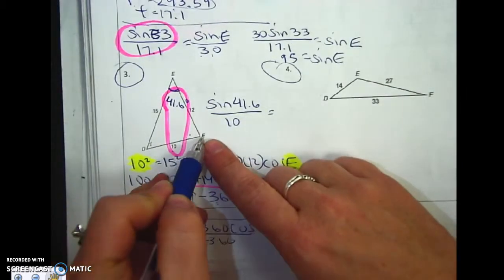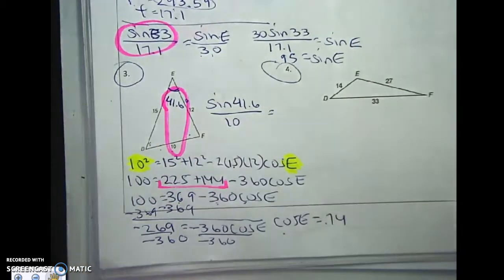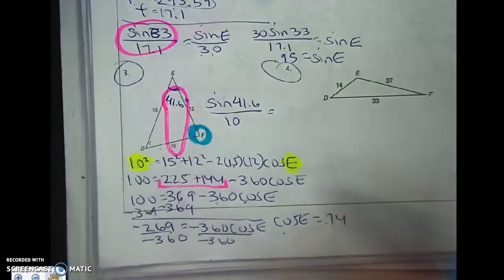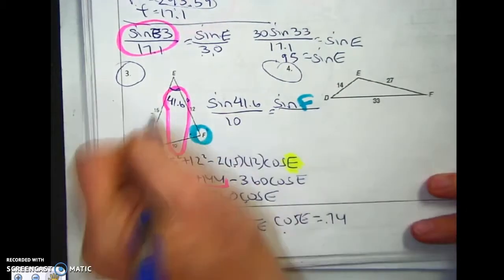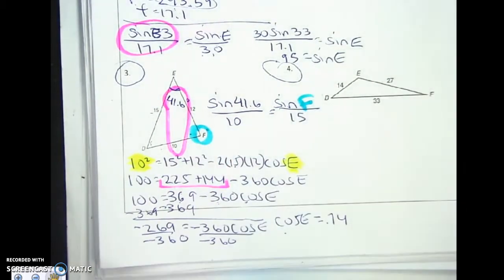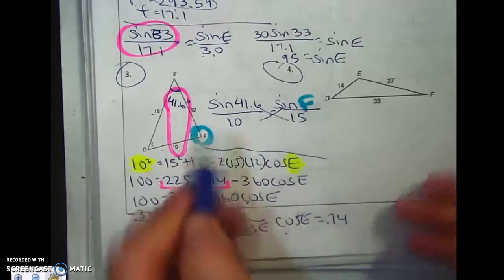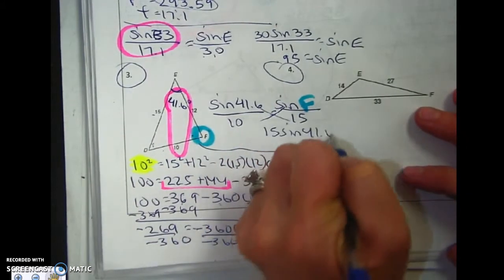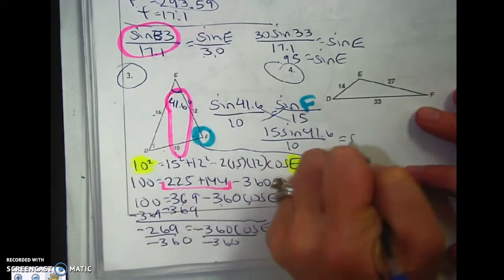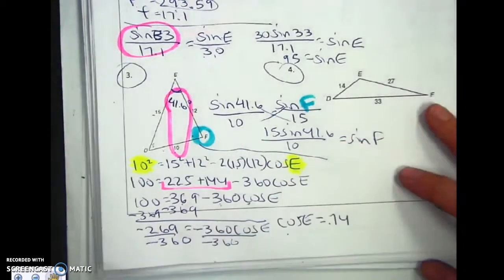Okay, so you want to find angle F or angle D? We'll find angle F because we feel like it. So I'm going to go sine of F over, who's the F with? The 15. Okay. Now I'm going to make an X, multiply what touches. So it's 15 sine 41.6 over 10 equals sine of F.